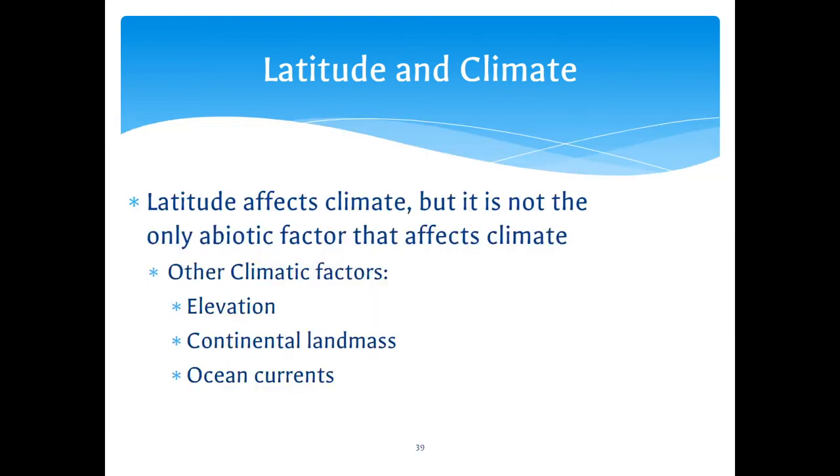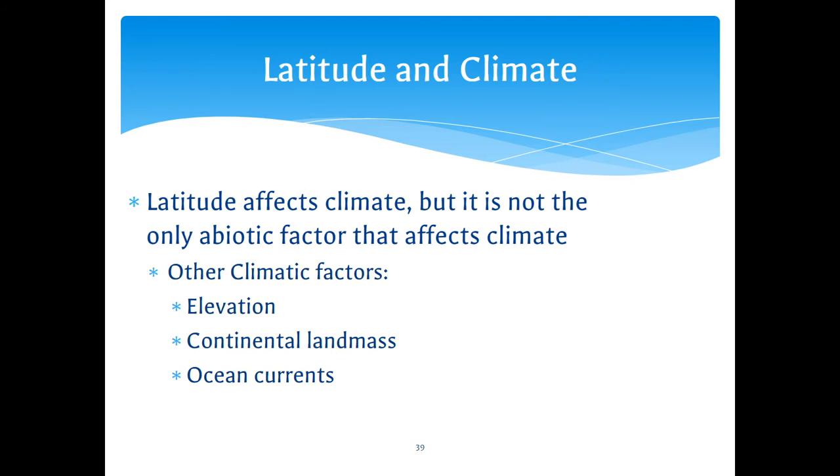So latitude and climate. Latitude affects climate, but is not the only abiotic, non-living factor that affects climate. Other climatic factors include elevation, such as in mountains. We know that mountains can have a big impact. As you go higher up in the mountains, the temperature can change quite drastically. That's why when you look at mountains, sometimes you see the snow on top of it, but yet you're standing down at a lower elevation, and it's nice and sunny, 70 degrees. Well, ice should melt at 70 degrees, but again, it's not 70 degrees at the top of the mountain.